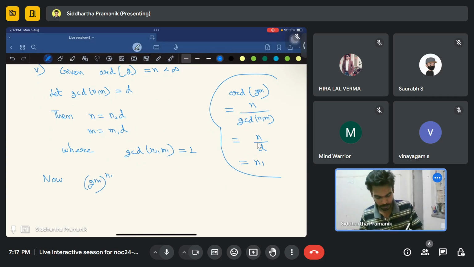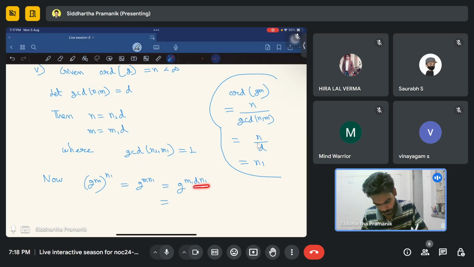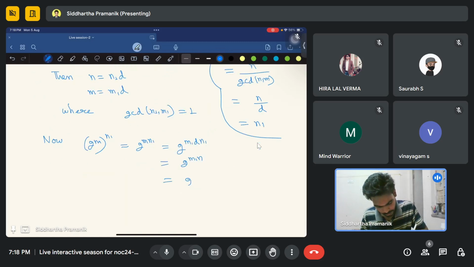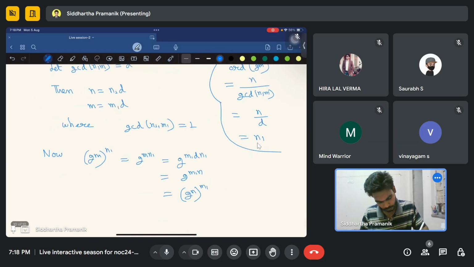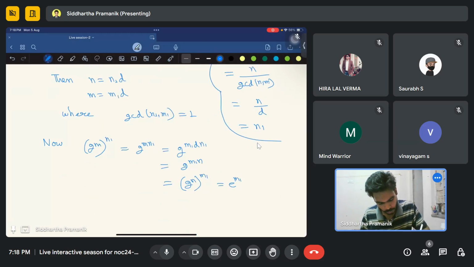So what is it? It is G power m times n1. This is same as G power m1 d times n1, right? But d times n1 is n. So this is same as G power m1n. So this we can write as G power n power m1. But G power n is identity because order of G is n. So this is identity power m1. So this is identity.